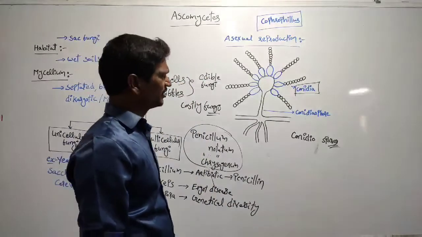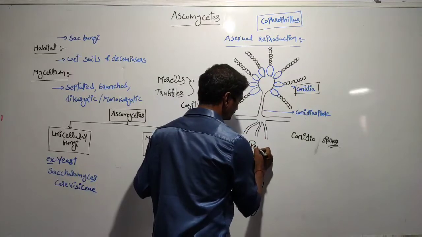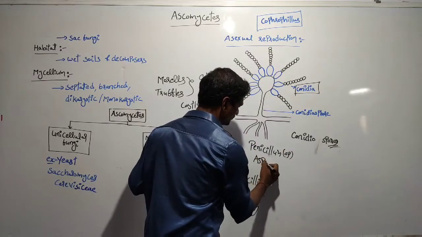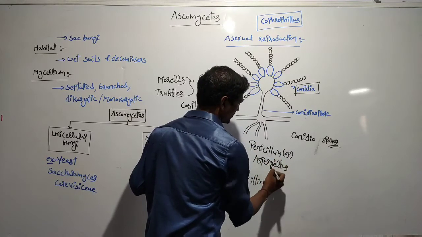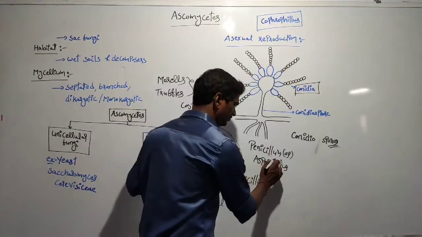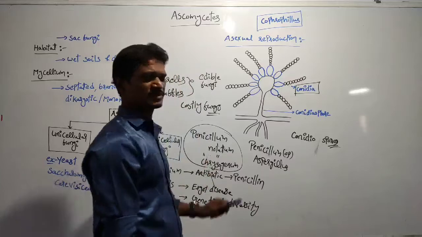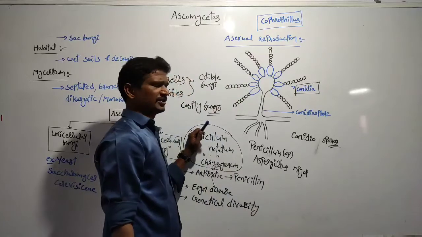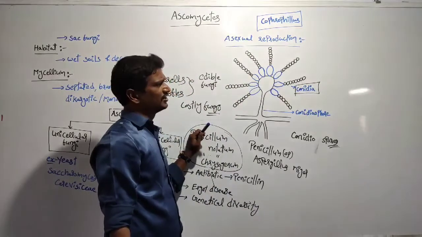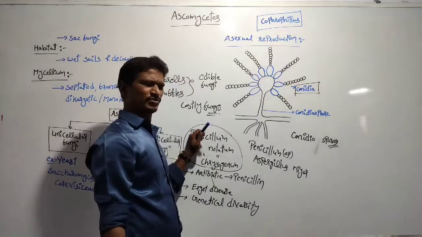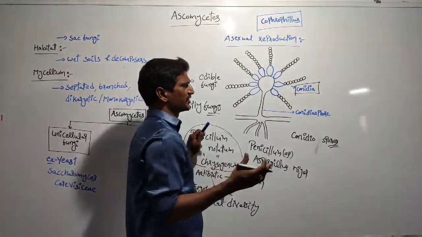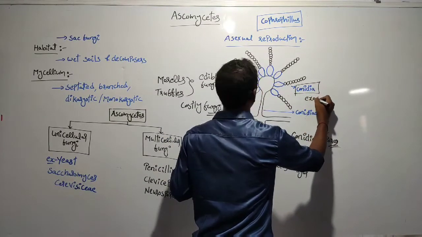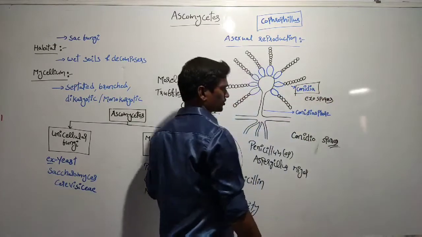So here the example is Penicillium or Aspergillus niger. Aspergillus niger is the complete name of this fungus. Penicillium and Aspergillus niger produce conidiospores. Why are they called conidiospores? Remember, these are the asexual reproductive organs, and these are exospores. The conidiospores are exospores.